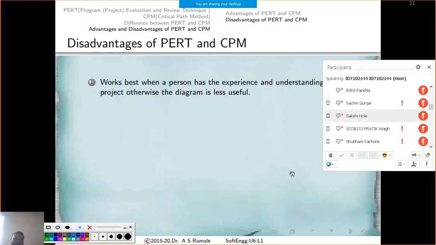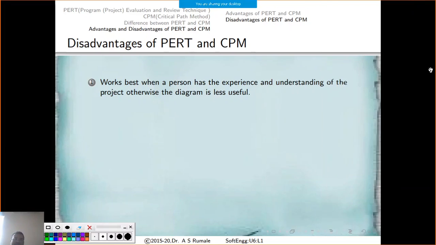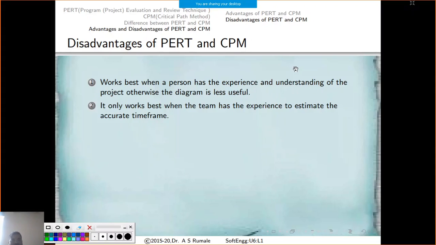So PERT and CPM work best if the person has the experience and understanding of the project diagram, and likewise. So if the person has the courage to stick with that particular schedule, then and only then will this scheduling work. Otherwise, it's like tying a knot to remember something, and then forgetting the knot itself. So who will remember what? It's just like that. So this is the first disadvantage.